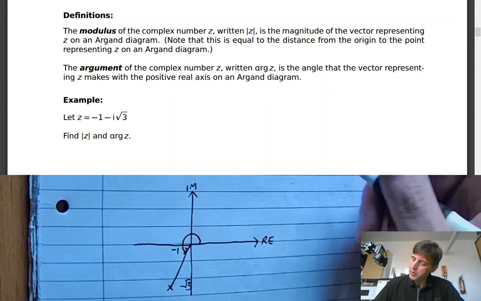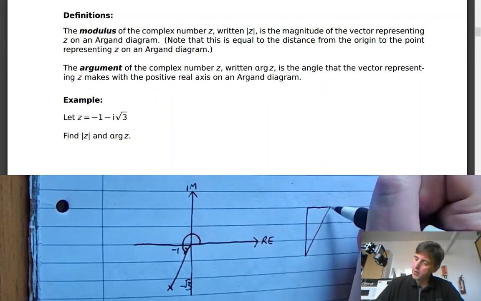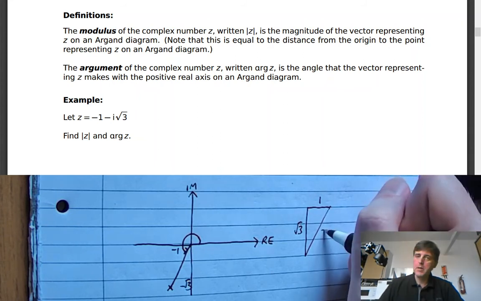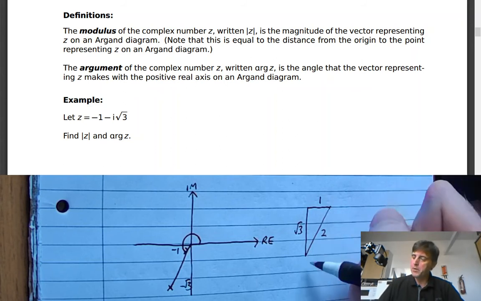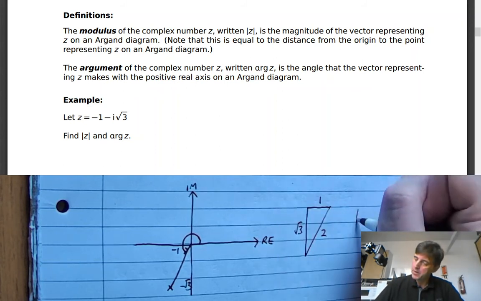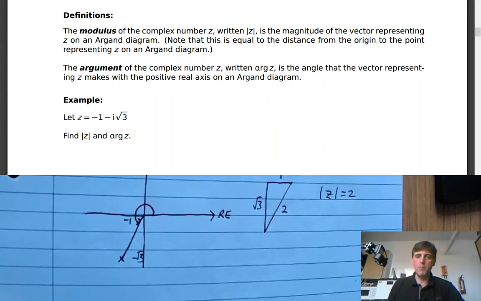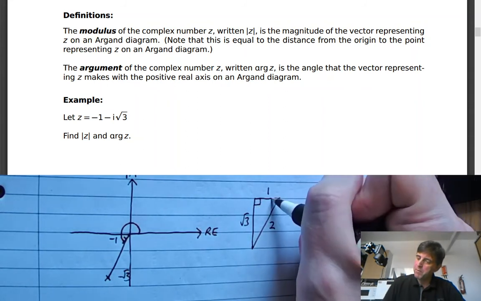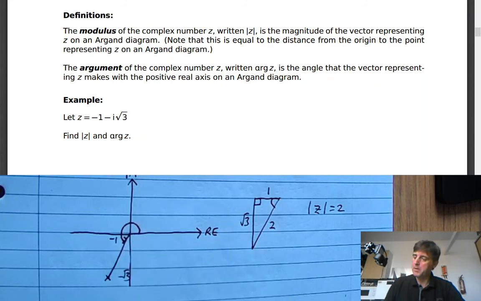So let's draw ourselves the triangle that we need. The length of the triangle here will be 1 and that length will be root 3. And I think that means that using Pythagoras, the side here must have a length of 2. So the modulus of z must equal 2. Then we can use some basic trigonometry to find, first of all, this angle here, and then we'll add a half turn, which is pi radians, to it. Okay.